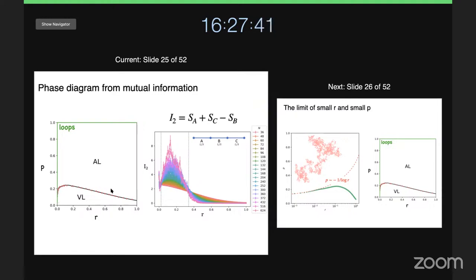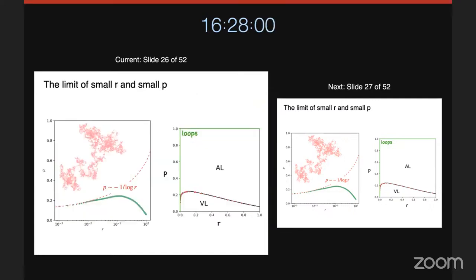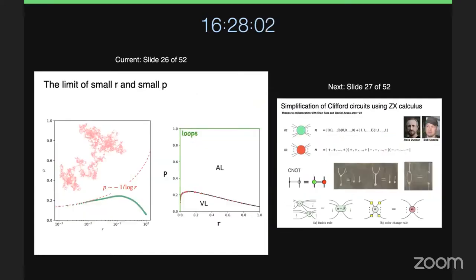So the phase diagram is like this. We have a volume law down here and an area law. And as I mentioned before, there is no classical percolation transition. So this is naively this quantum phase transition. Okay, and now we want to understand the nature of this transition.